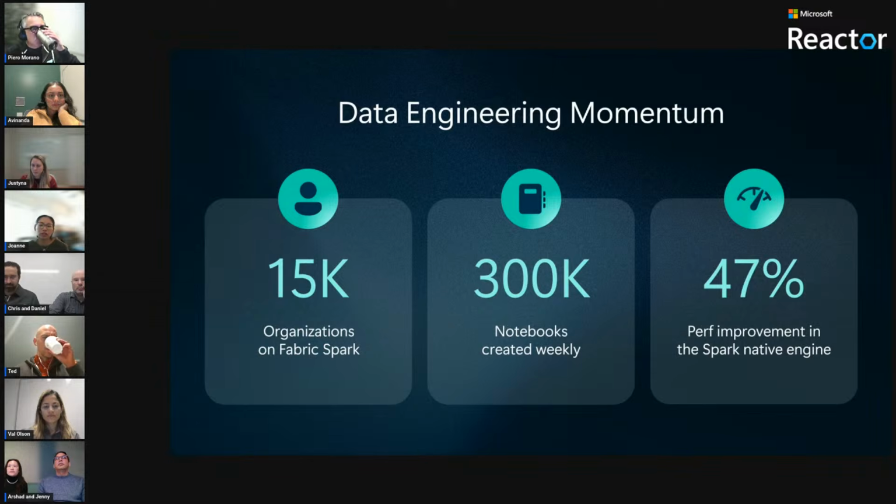And we've seen tremendous growth since we launched Fabric almost 2 years ago. Today we have over 15,000 organizations currently on Fabric Spark. Collectively, over 300,000 notebooks are created weekly. And for those who have used the Spark native execution engine, they've seen an incredible improvement, 47% improvement on performance.